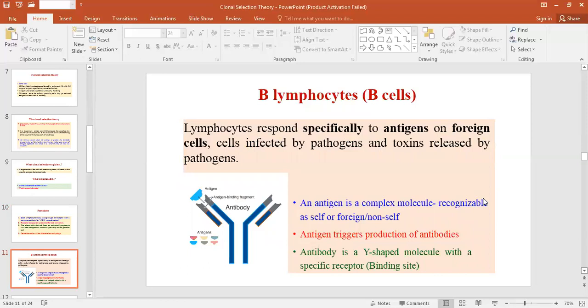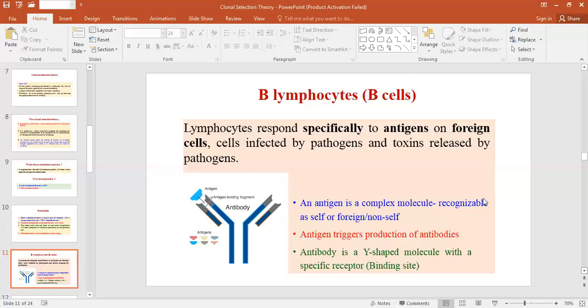So we come to cell-mediated immunity. There are two different types of cells. One is the B cell, and the second one is the T cell. There are two types of B cells. These are lymphocytes that respond specifically to antigen on foreign cells, cells infected by pathogens, and toxins released by the pathogen. Only at that time will they respond. One type of B cell is known as the plasma cells. They will produce antibody, forming a complex with the antigen, and they have an antigen recognizing site.